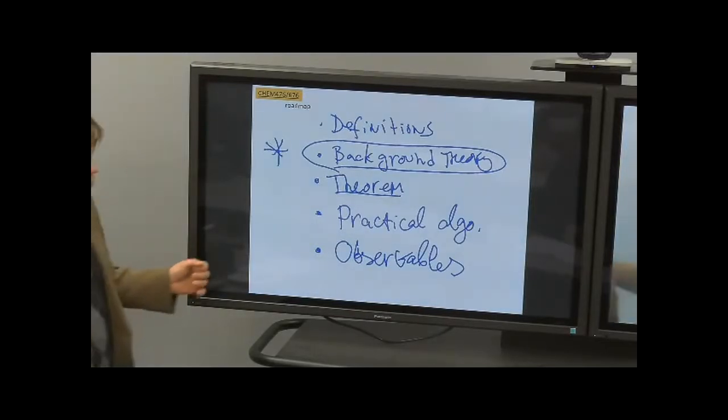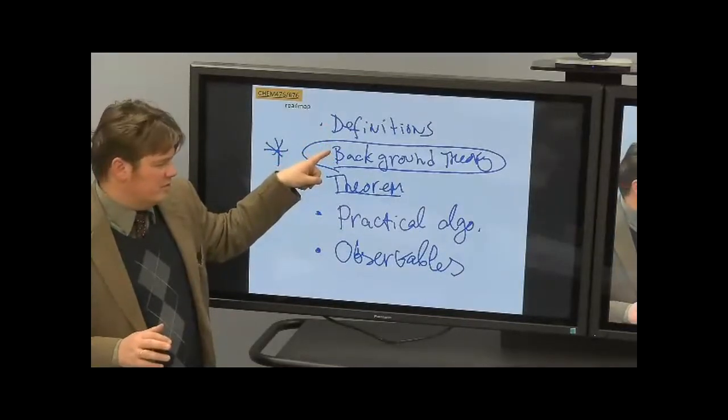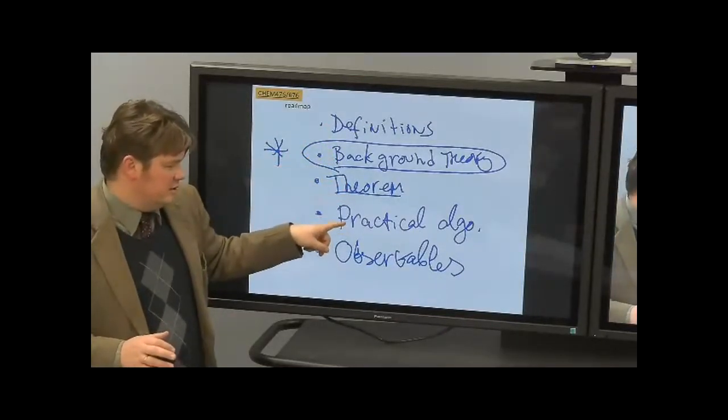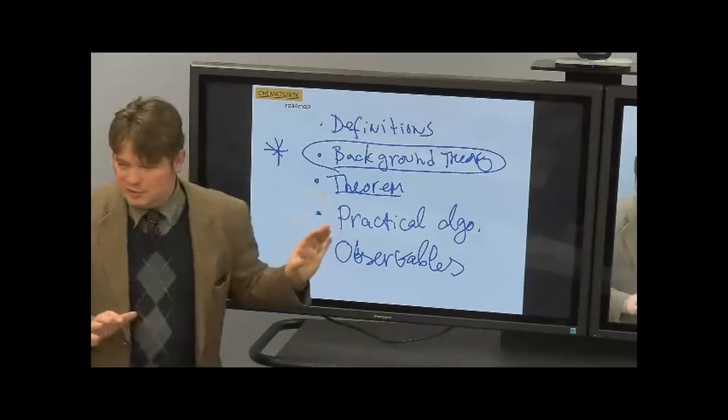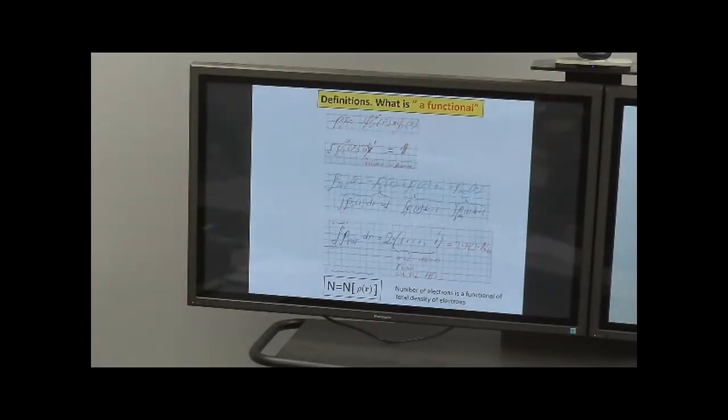And it is a simplified plan. We'll go through definitions and some background theory, then there will be theorems, algorithm, and observables. And then we are done with density functional theory.